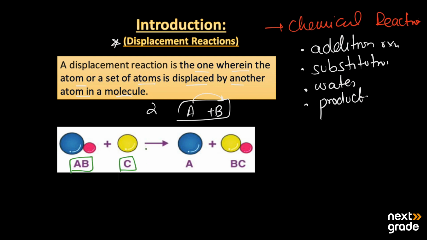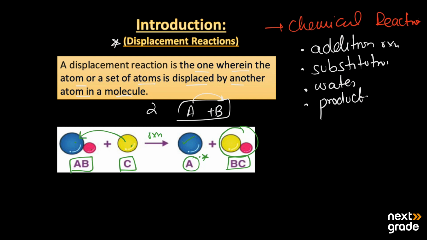Now after the reaction we see that B is with C and A has separated out. So in this picture we see that C displaces A, takes the place of A, and forms a new product which is BC, and a new side product is formed which is A. This type of reaction is basically called the displacement reaction, in which one just takes the place of the other in a chemical process.